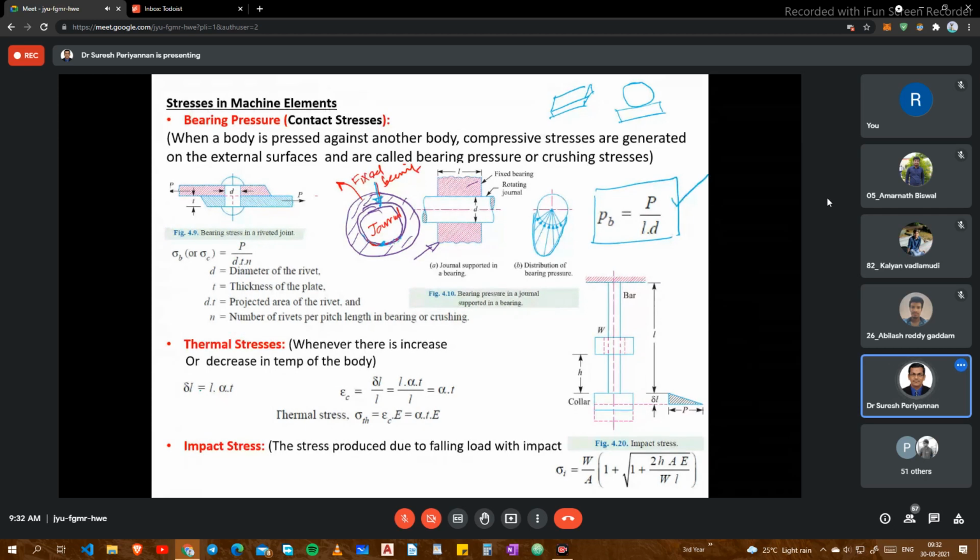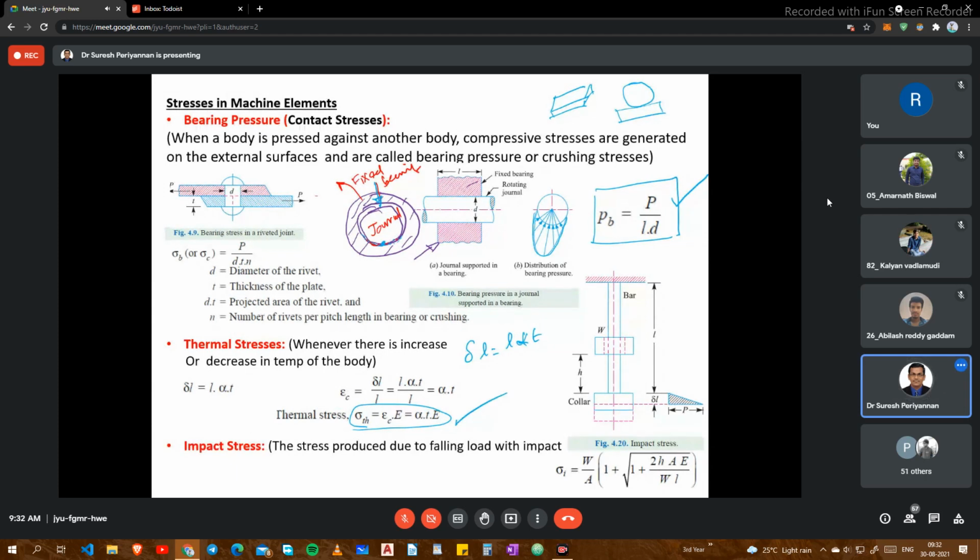Now, thermal stress, we are just touching that. What is thermal stress? Thermal stress is nothing but L alpha delta T. Delta L is equal to L alpha T, the elongation due to temperature. Now thermal stress we are able to find out from alpha T.